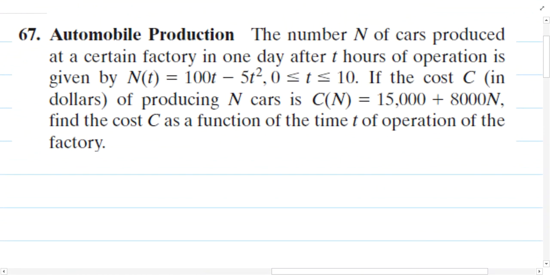Here's another example. We're told that the number of cars that are produced by a certain factory in one day after t hours of operation is given by this formula between 0 and 10. So evidently the factory operates for 10 hours a day.